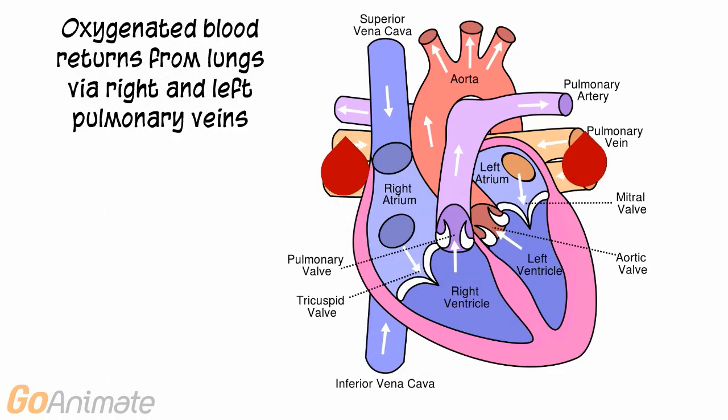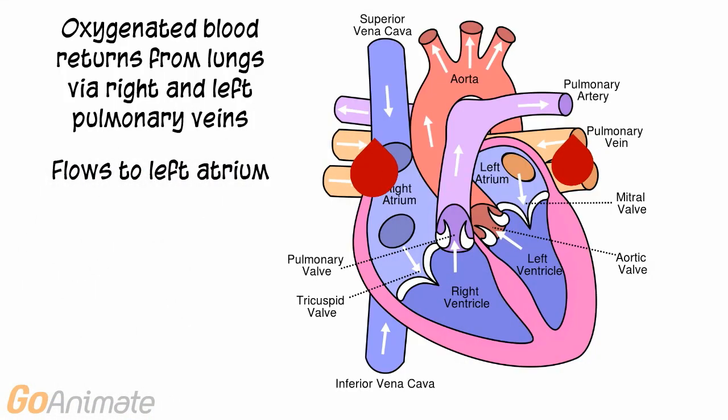Oxygenated blood returns to the heart via the right and left pulmonary veins. Most veins carry deoxygenated blood. The pulmonary veins are an exception. Blood enters the left atrium, which is the receiving chamber of the left side of the heart.